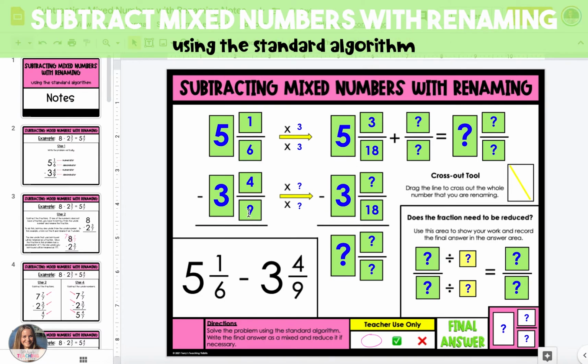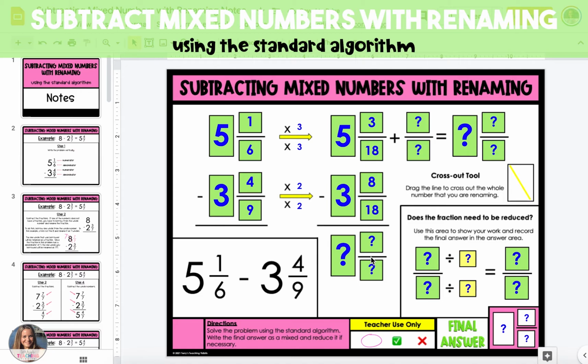Next, we have to convert the fraction 4/9. The denominator 9 has to be multiplied by 2 to get the common denominator of 18. So we also have to multiply the numerator 4 by 2. When we do this, we get an equivalent fraction of 8/18. Next, we have to subtract the fractions, but we can't do this because 3/18 is less than 8/18.